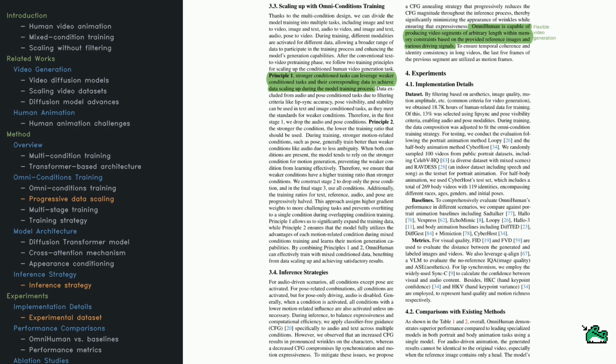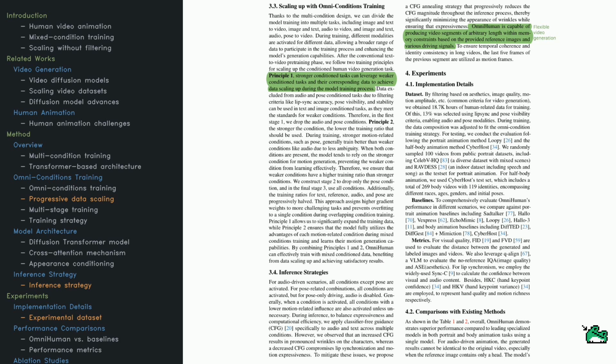Second, stronger conditions should be used less frequently, since they contain more precise movement details and can dominate learning if overused. This means the model starts by training with text and images, then adds audio, and finally incorporates pose in later stages. Inference works similarly. If the model is generating audio-driven animations, it uses all conditions except pose. For pose-driven videos, audio is turned off so that the model focuses only on motion. The system also uses a tuning method to balance expressiveness and realism, preventing issues like exaggerated wrinkles or unnatural synchronization.